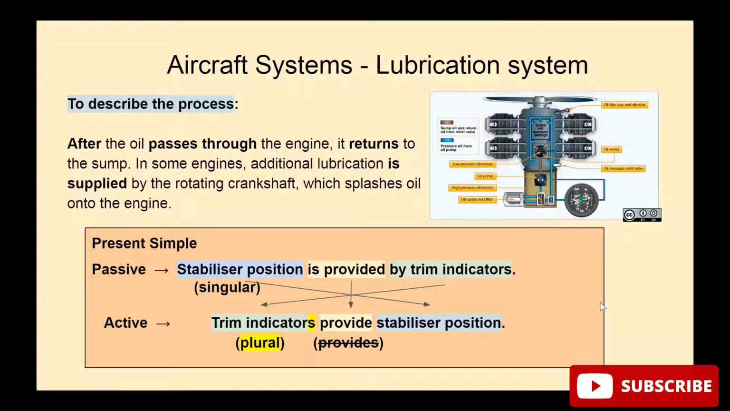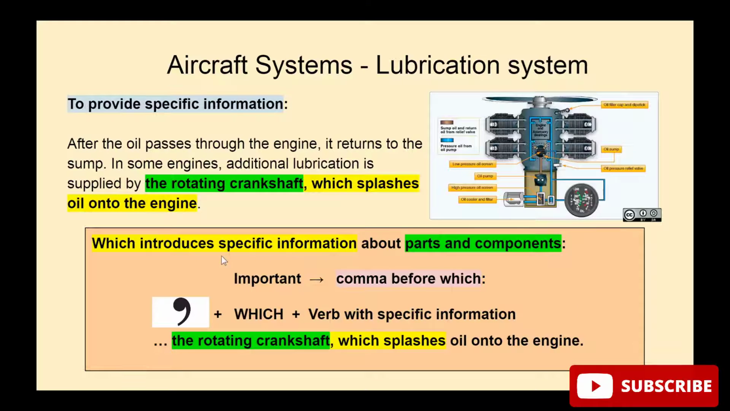For example, in stabilizer position is provided by trim indicators, stabilizer position is singular, and so the verb will be is provided. Whereas in trim indicators provide stabilizer position, the subject is plural. So we use provide for plural subject and not provides, which is used for singular subjects. On the other hand, we use which to introduce specific information about parts and components, placing a comma before which. So, comma plus which plus verb with the specific information, as in the rotating crankshaft, which splashes oil onto the engine.